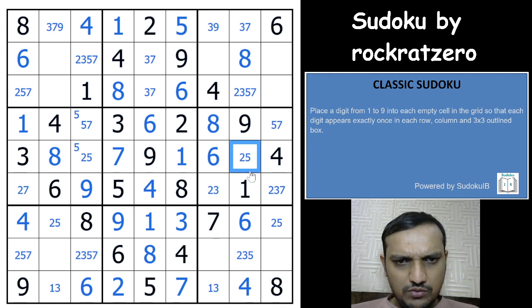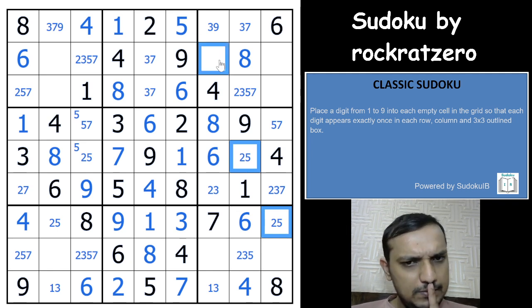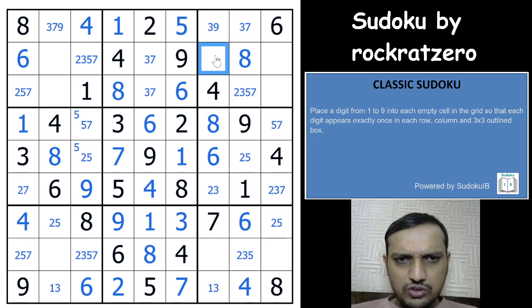Does this work as a Y wing? W wing, I'm sorry. You have a 2 5 here, 2 5 here. If these both digits are the same, that digit would have to be here. Am I right? So if both of these are 2, this would have to be 2. If both of these are 5, this would have to be a 5, right?